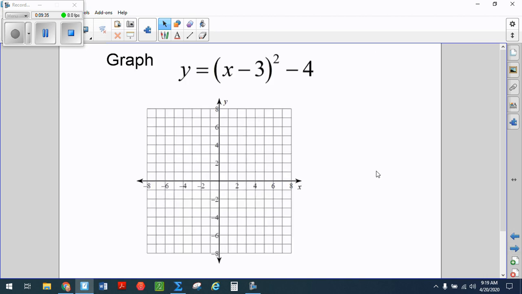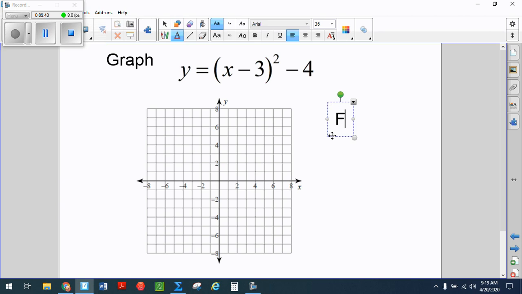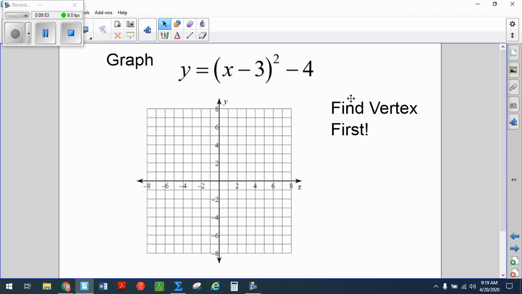So here's a problem that I can do. We're going to graph y equals x minus 3 squared minus 4. And right now we're just going to find the vertex. You want to always find the vertex first. So we're going to find the vertex of this problem. I'm going to try to remember what numbers I used or what colors I used. I believe I used red for the inside.